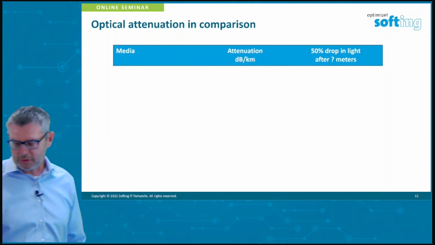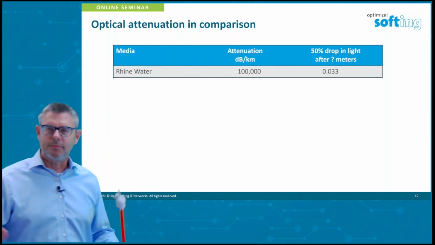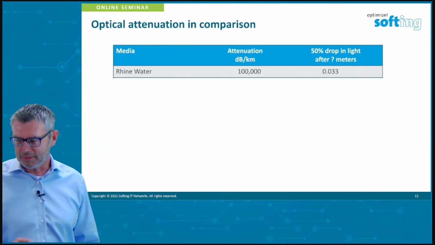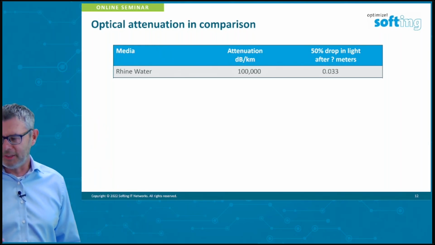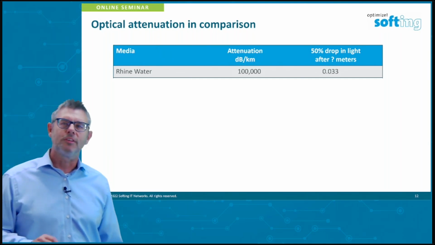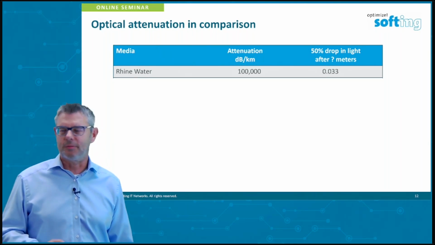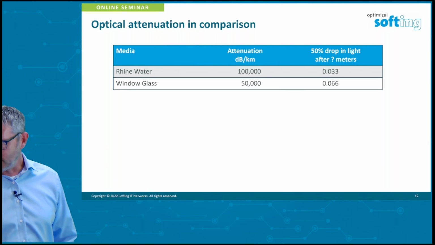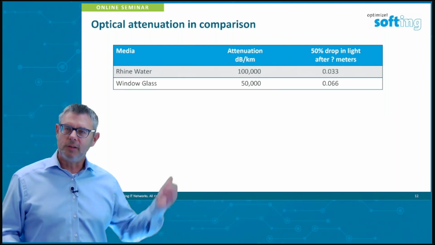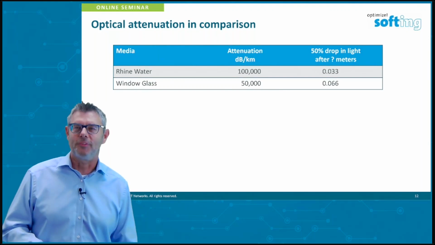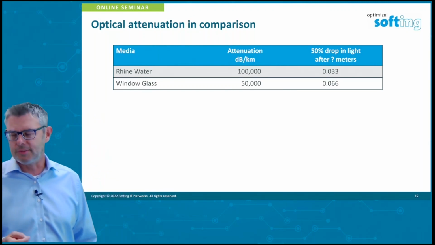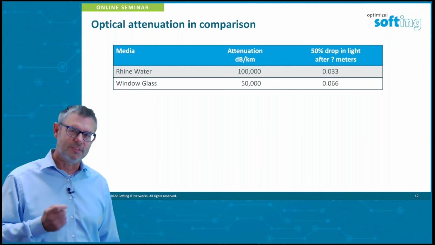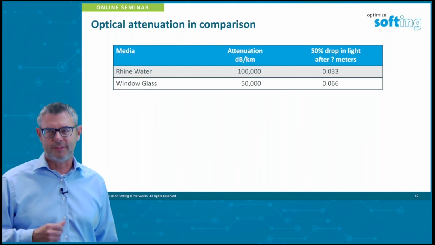So if you would take, for example, water from the River Rhine to transmit light, it would have an attenuation of about 100,000 dB per kilometer. And a 50% drop in light would happen after 0.033 meters. So I think Rhine water is not very good for transmitting light signals over a certain distance. Let's look for something better. Let's go for window glass. Typical window glass, we don't have your windows. So if you look at the window, you have an attenuation of about 50,000 dB per kilometer. So half of the light gets lost after 0.066 meters already. Also not the best media to use.